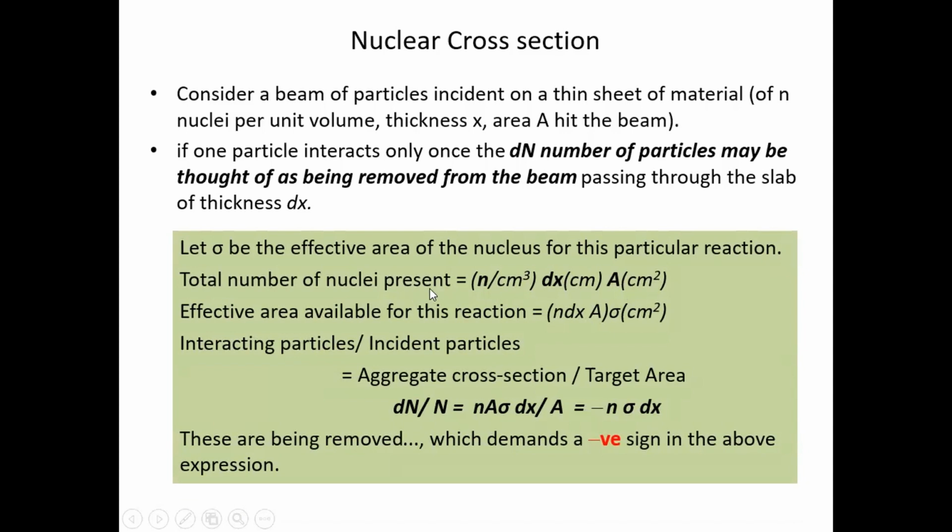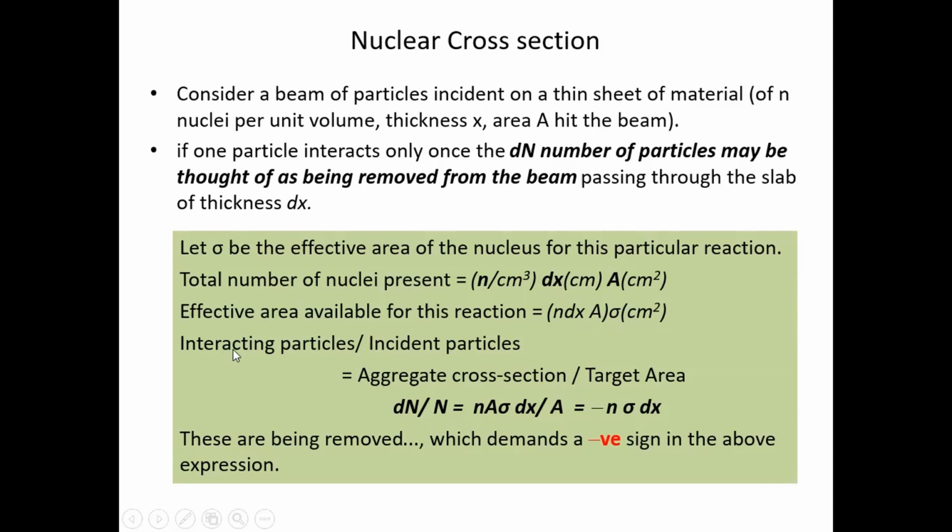The total number of nuclei present can be estimated with the help of this. N is the total number of particles per cubic centimeter, or per unit volume. If you multiply by dx multiplied by A, this is the volume exposed, then we get the total number of nuclei. And the effective area available for the reaction is then n dx into A, this total number of nuclei, multiplied by sigma, the microscopic cross-section. This is the area seen by each nucleus. So this is the total effective area available for the reaction.